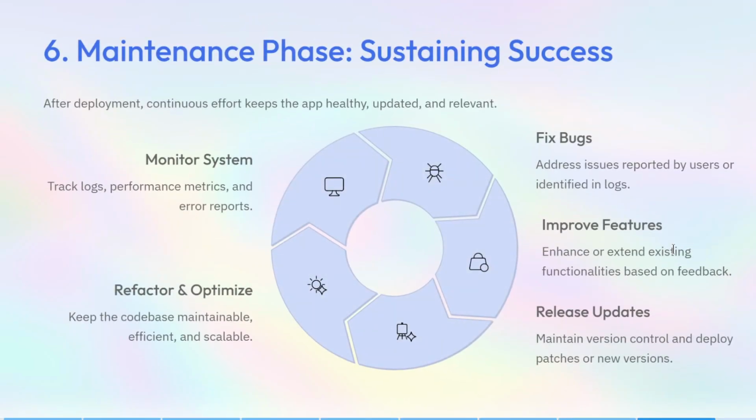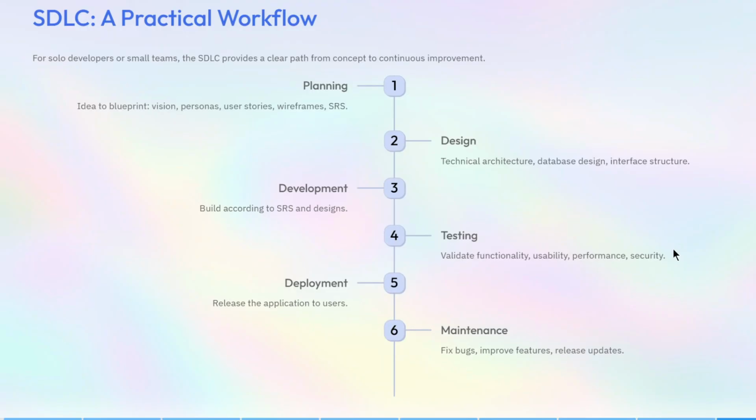And once our application is being deployed, the next phase is maintenance, where we monitor the application, refactor and optimize our code, fix bugs, improve features, release update, and we do all those things. And this whole life cycle repeats again and again, and this goes on and on. This is what we call as the software development life cycle.